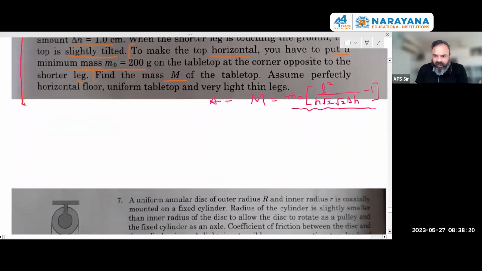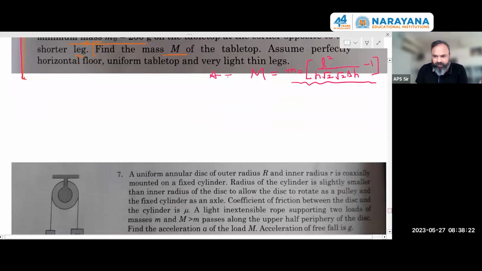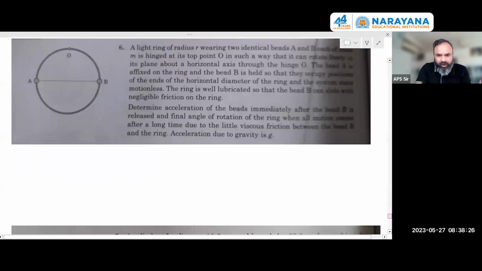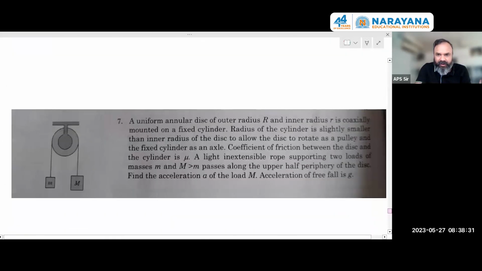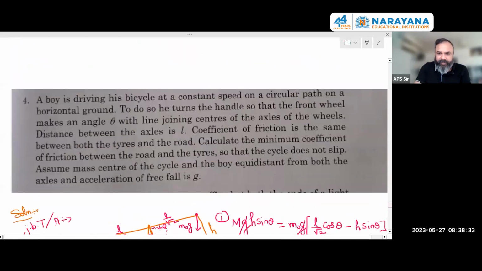All right, let me take another problem which is based on a similar kind of presentation, a very nice problem based on rotation of a cycle taking a turn where the front and the rear wheels have some unique orientations. Let us read this problem here.